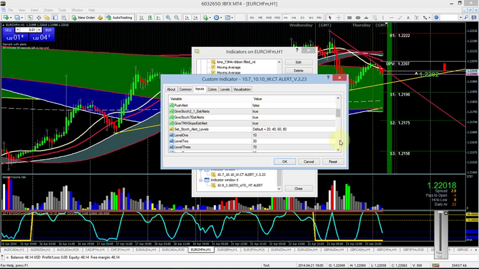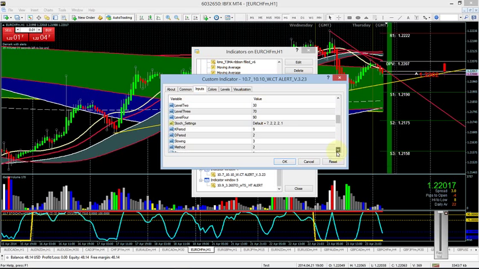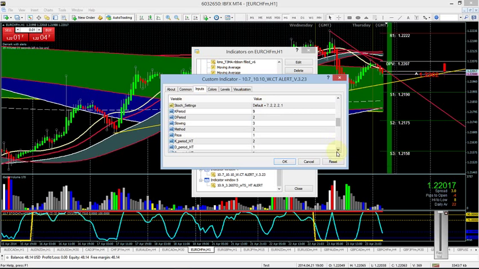So basically, I'm using his defaults, even though he says the defaults are 20, 40, 60, and 80 here. The actual defaults he's using is 10, 30, 70, and 90. And that's where you're going to get the alerts for entry. I'm using 9, 2, and 3. You can use the 7, 2, and 2 if you want. That's up to you on these higher periods.